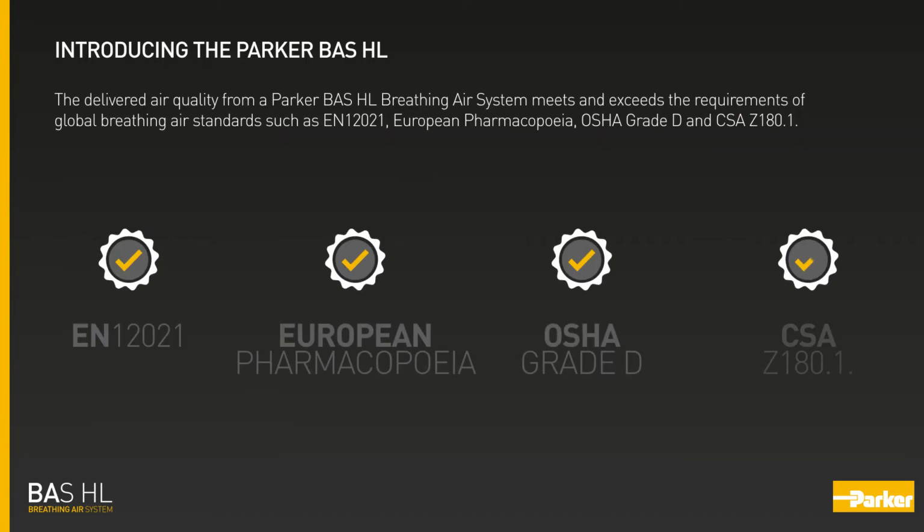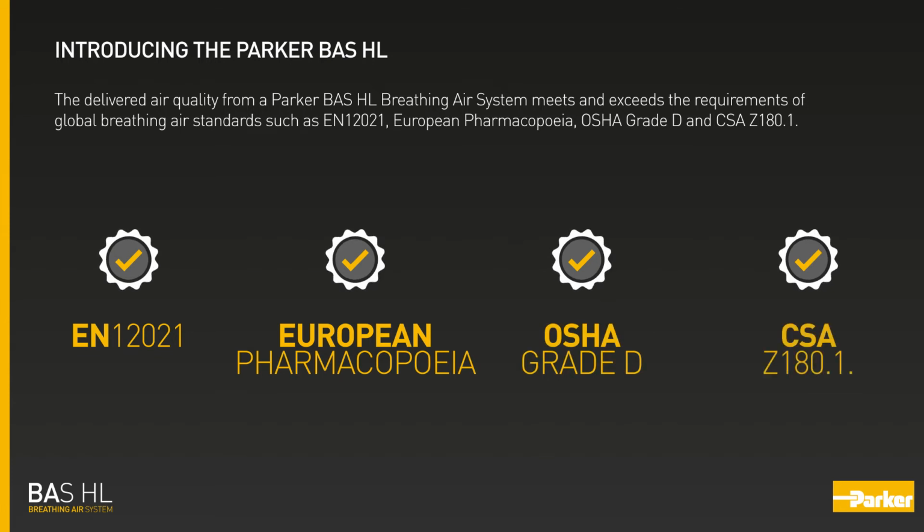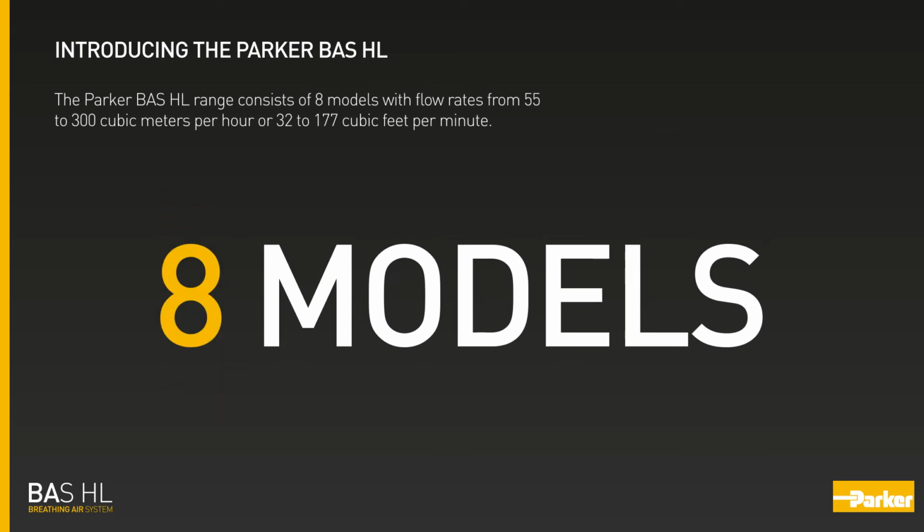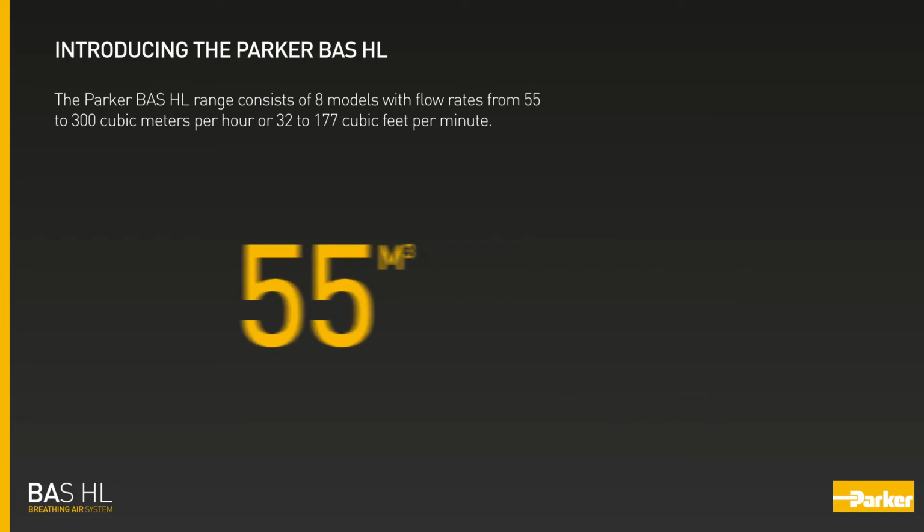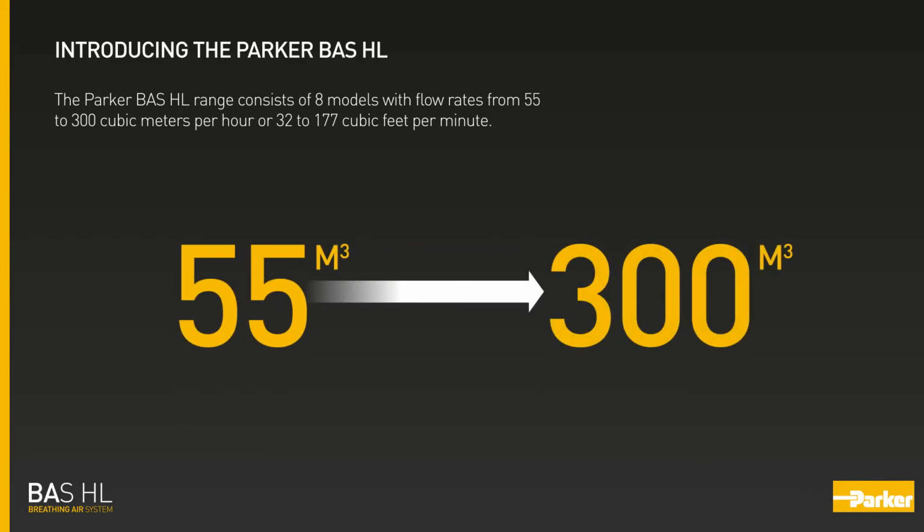The delivered air quality from a Parker BAS HL breathing air system meets and exceeds the requirements of global breathing air standards such as EN 12021, European Pharmacopoeia, OSHA Grade D and CSA Z180.1. The Parker BAS HL range consists of 8 models with flow rates from 55 to 300 cubic meters per hour or 32 to 177 cubic feet per minute.